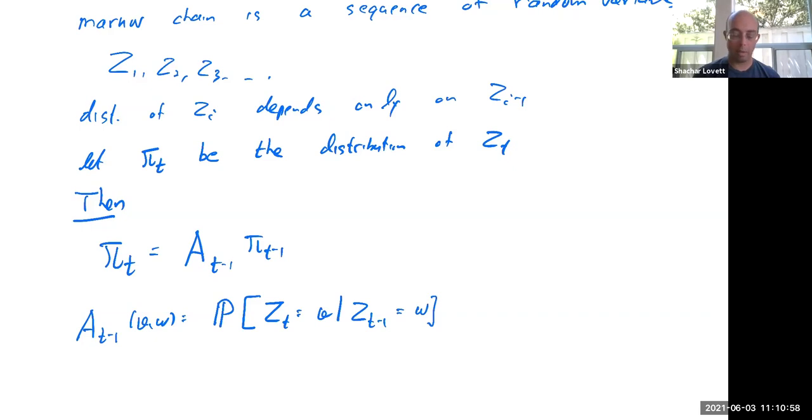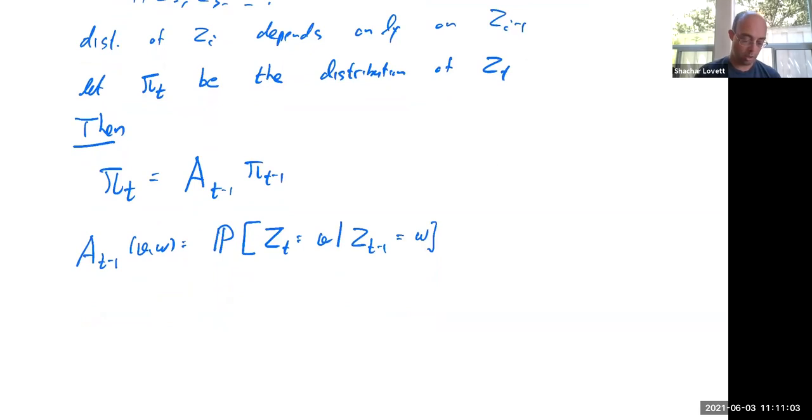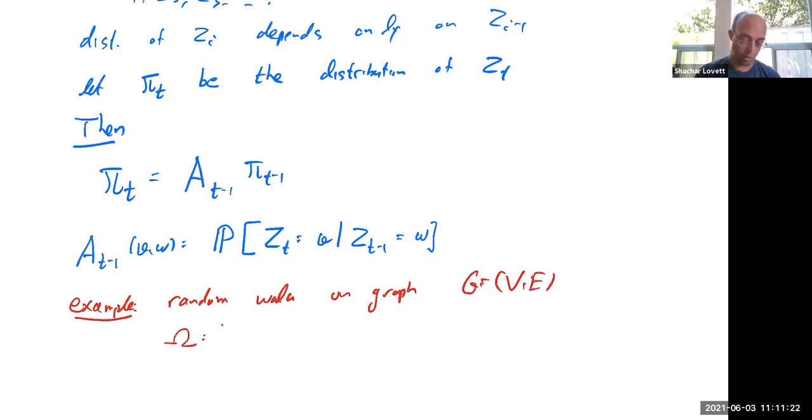And then we've seen already an example of that. So, for example, what's an example we saw? We saw the example of a random walk on a graph G = (V, E), where omega was V, that is the vertices, and all these matrices are always the same, just the normalized adjacency matrix of the graph. So this is an example we saw in the first few lectures.